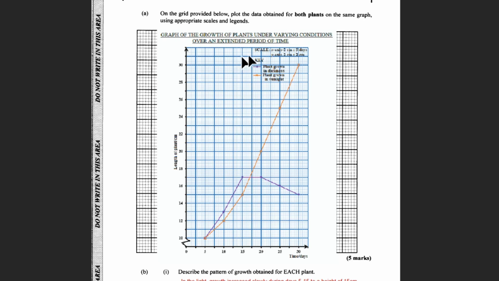It is also a very wise idea to put a title, and the title in this case will be a descriptive title, in this case, graph of the growth of plants under varying conditions over an extended period of time. So usually whenever you draw a graph, you'll have to indicate any patterns or trends on that graph. So let's go through that here now.